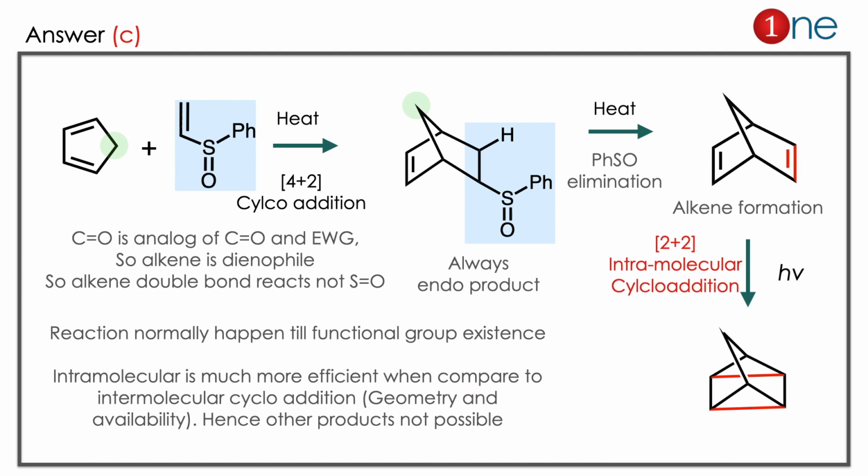The answer is C. Let us see how. The starting material is an alkene. You are using the alkene containing thioketone, so there is a possibility of 4+2 cycloaddition. The alkene is there, and this thioketone is the analog of the carbonyl group, so it's kind of an electron-withdrawing group. So the coupling between the alkene and the pentadiene will be there.